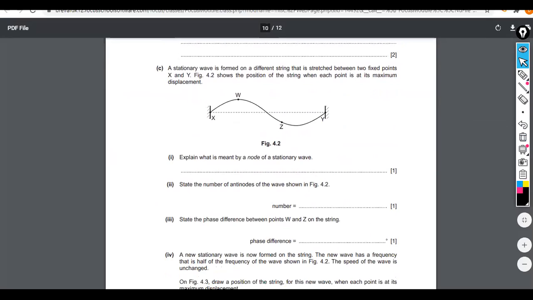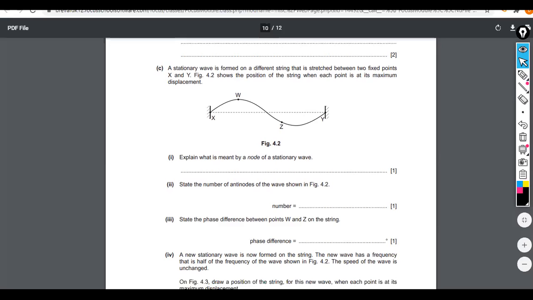A stationary wave is formed on a different string that is stretched between 2 fixed points. As my eyesight went down to that part of the question, I was getting in the mode of, okay, stationary waves and no displacement, thinking of nodes, right? So I treat it one step at a time. We have a different string now. We've got 2 fixed points, X and Y. Figure 4.2 shows the position of the string when each point is at its maximum displacement. Explain what is meant by a node of a stationary wave.